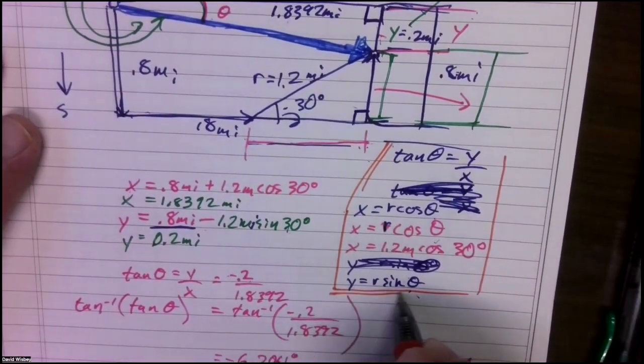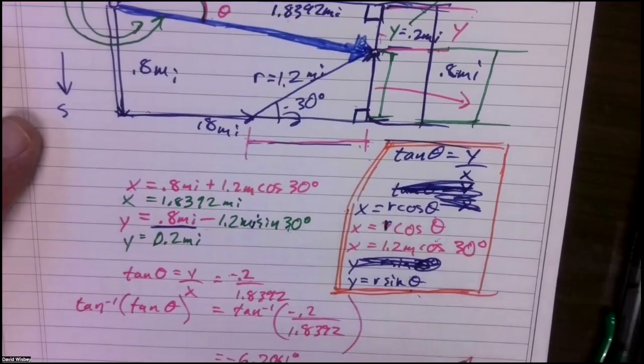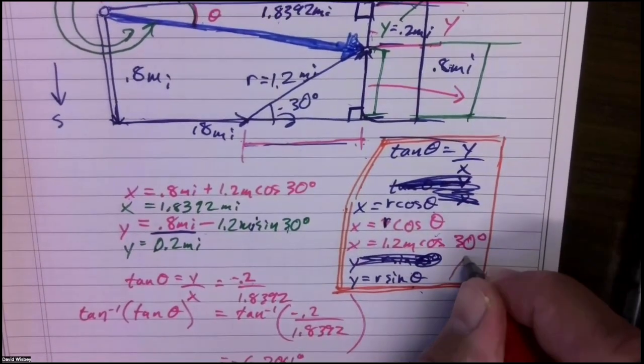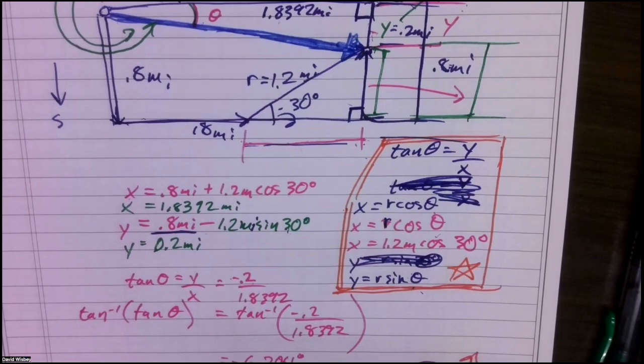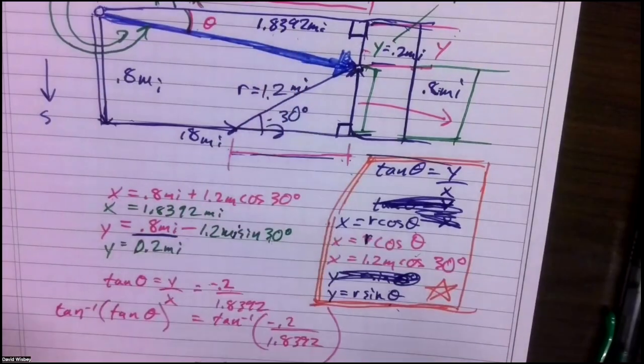We want to keep these guys. I'm going to put a circle on those because these are very important, and a little star there. Muy importante. Okay, so now we've got the two sides of our triangle.